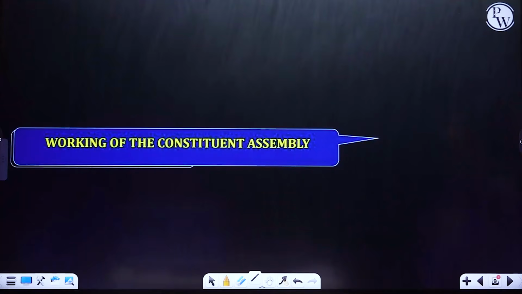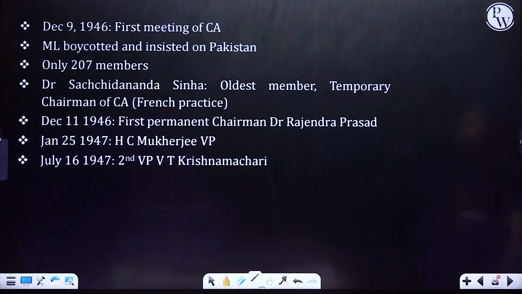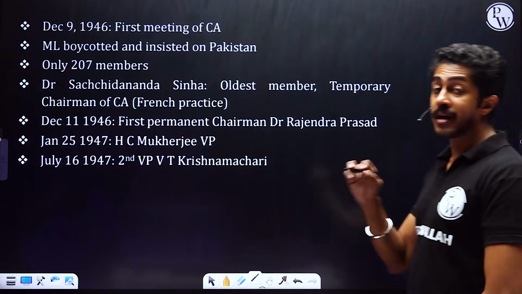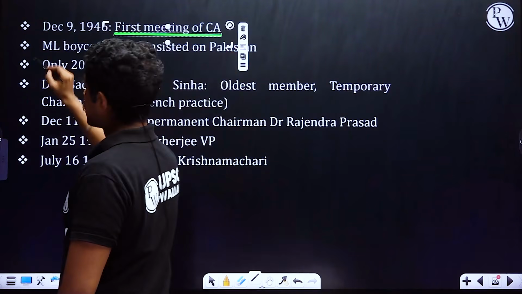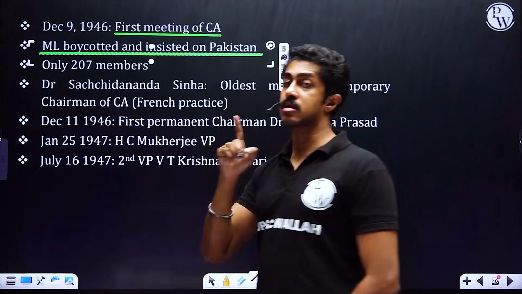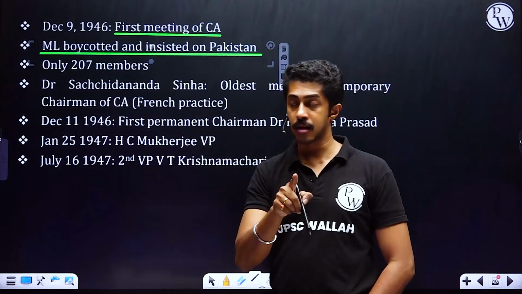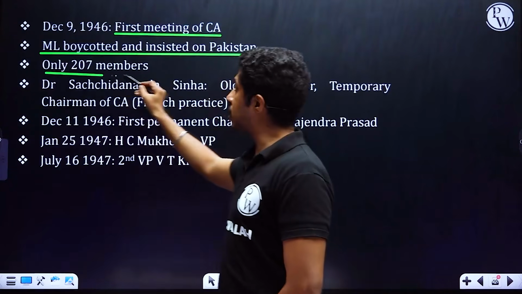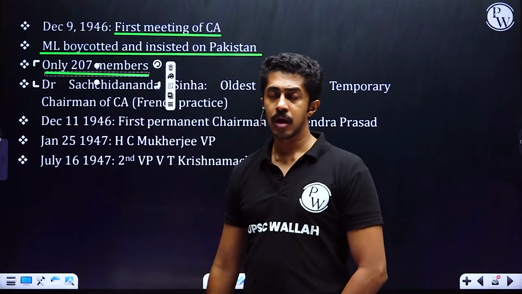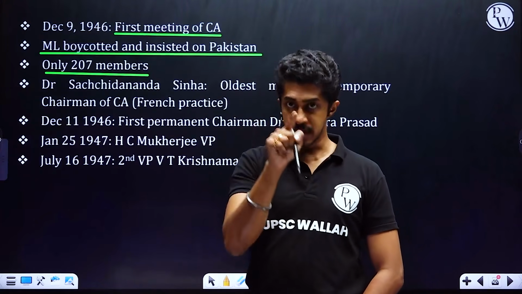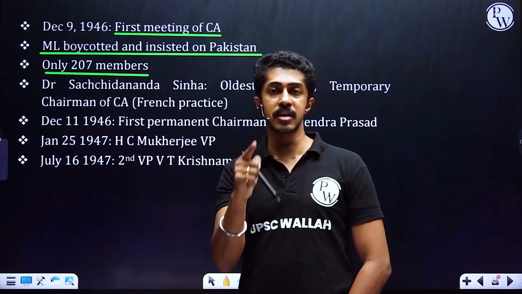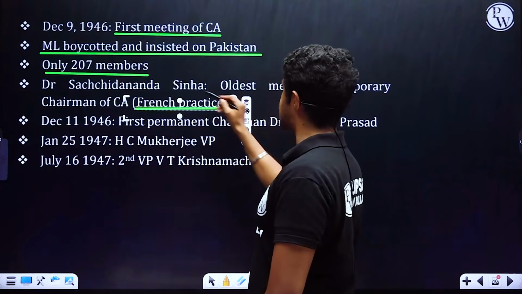Working of the Constituent Assembly. December 9, 1946: first meeting of the CA. The Muslim League boycotted and insisted on Pakistan. Therefore, only 207 members were there. Dr. Sachidananda Sinha, the oldest member of the CA, was made the temporary chairman following a French practice.